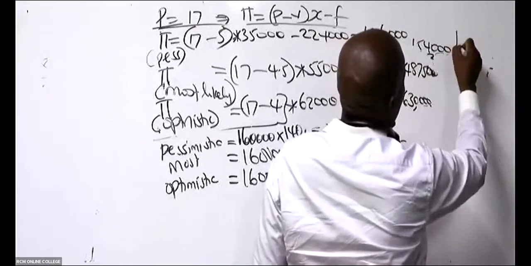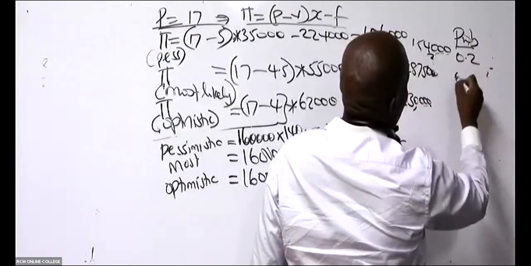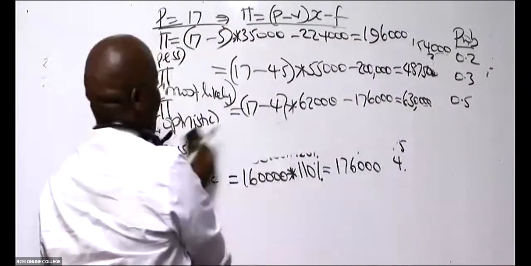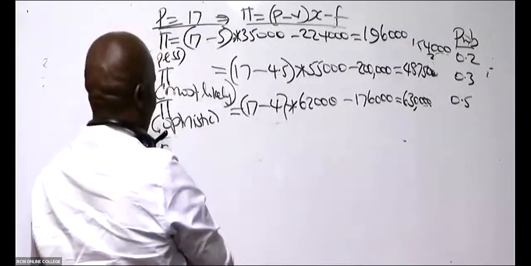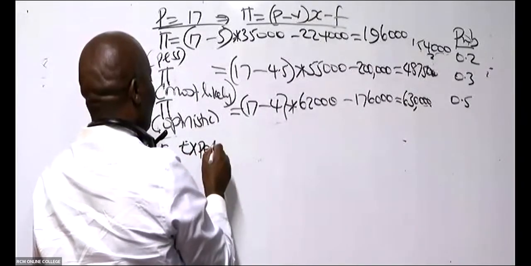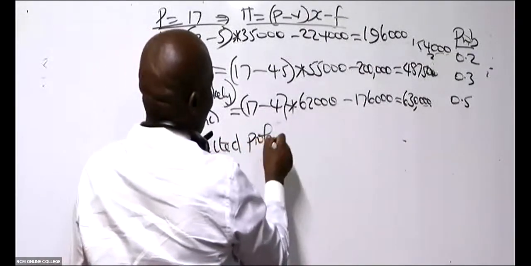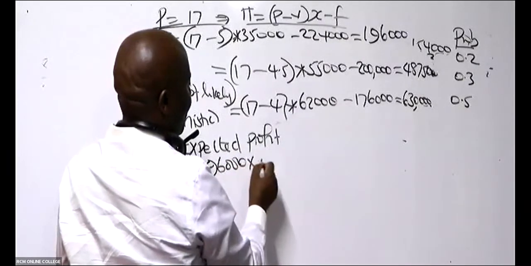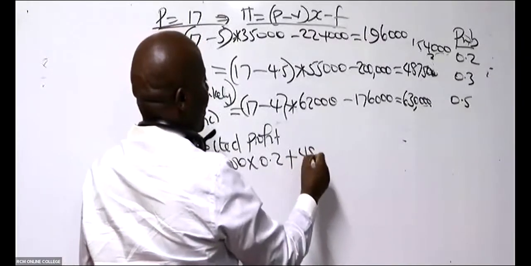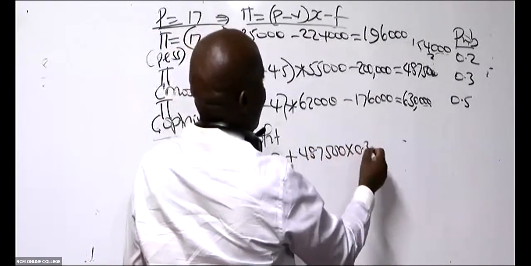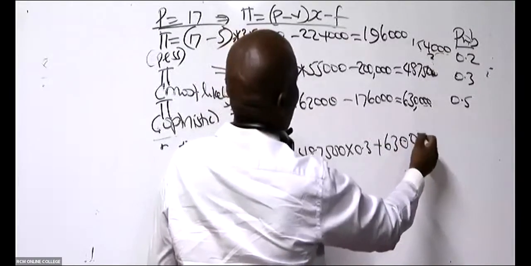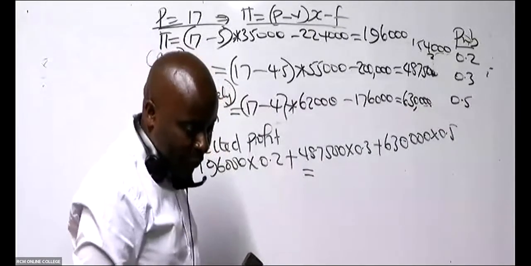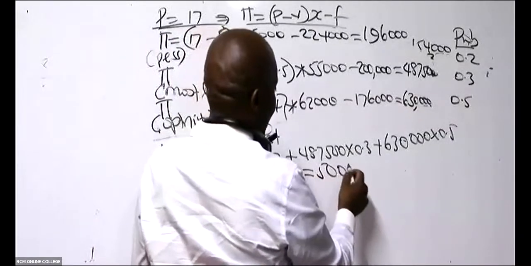Remember our probability is still for the three environments, 0.2, 0.3, and 0.5. So then we can very easily give our examiner the expected profit. We are taking 196,000 times 0.2 plus 487,500 times 0.3 plus 630,000 times 0.5, which gives us what figure at the end of the day? Thank you so much.